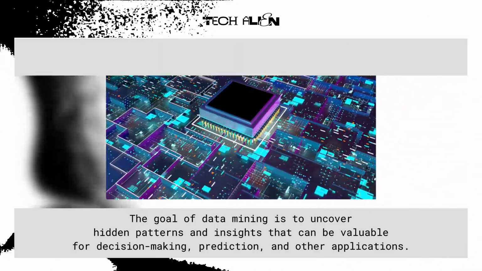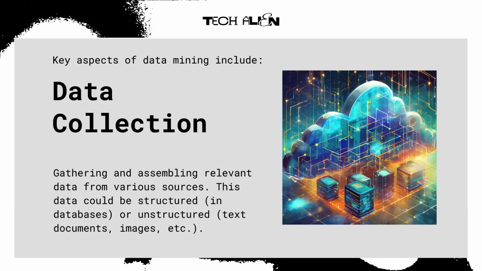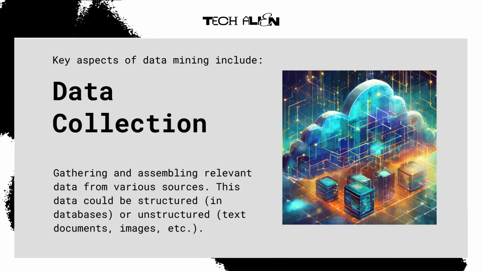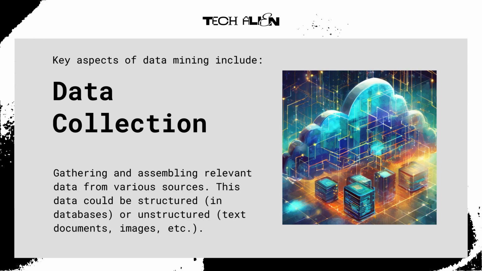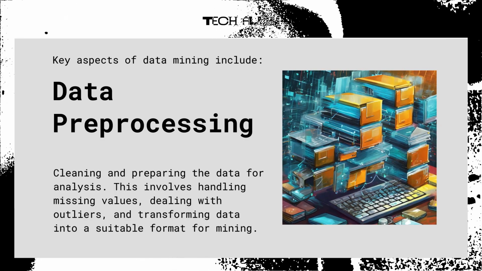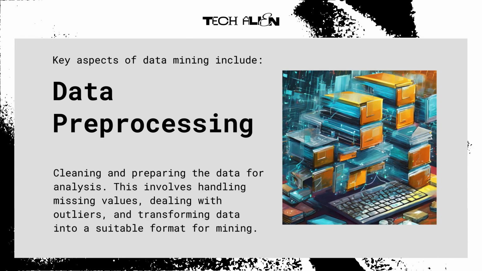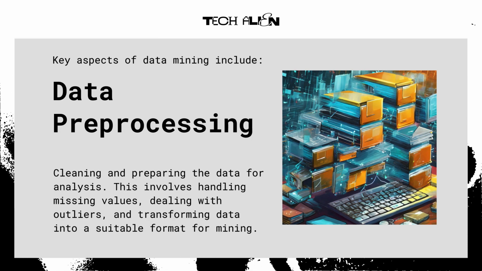other applications. Key aspects of data mining include data collection: gathering and assembling relevant data from various sources. This data could be structured or unstructured. Data preprocessing: cleaning and preparing the data for analysis. This involves handling missing values, dealing with outliers, and transforming data into a suitable format for mining.